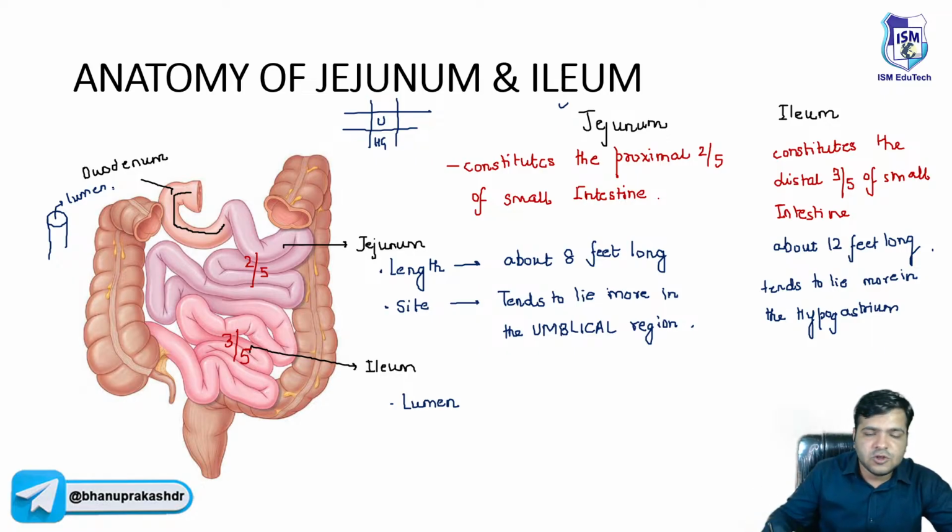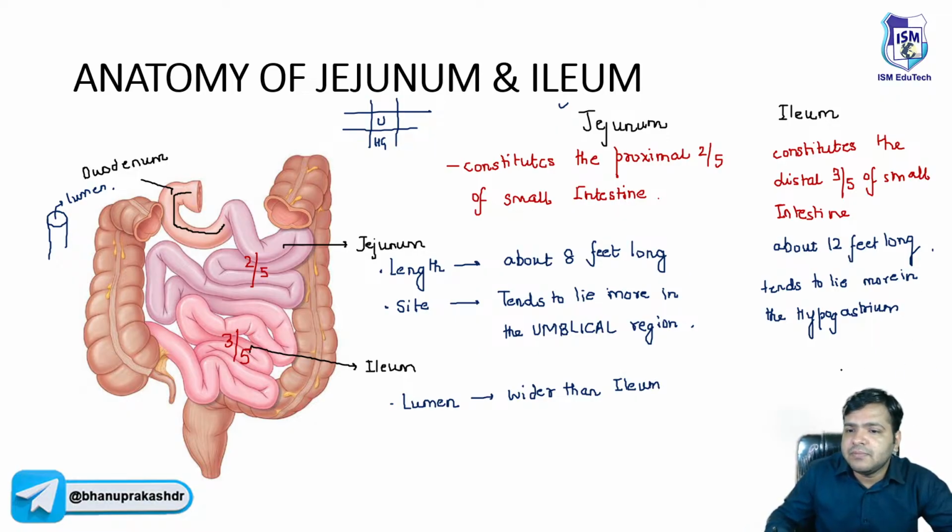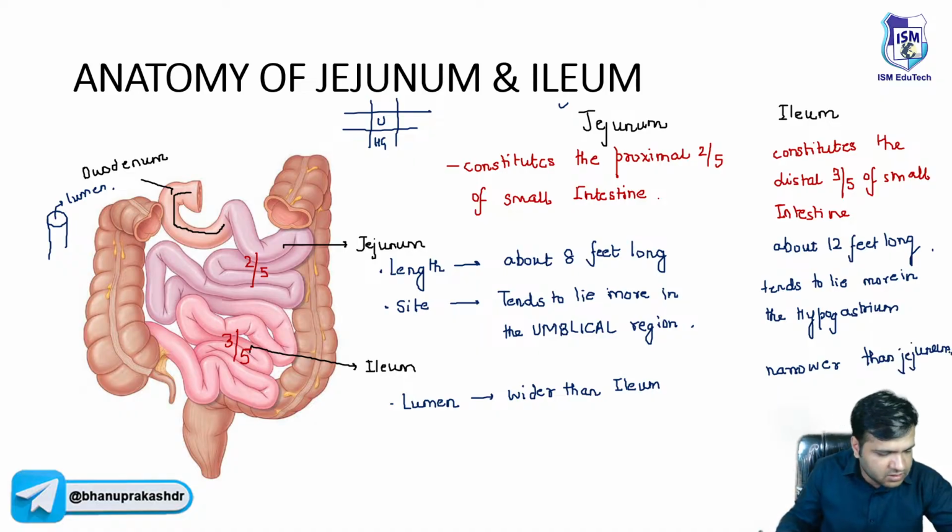So coming on to the lumen beta, remember that the lumen of jejunum is wider than ileum. And the lumen of the ileum is narrower than jejunum, right? So yes, that was about the lumen part.